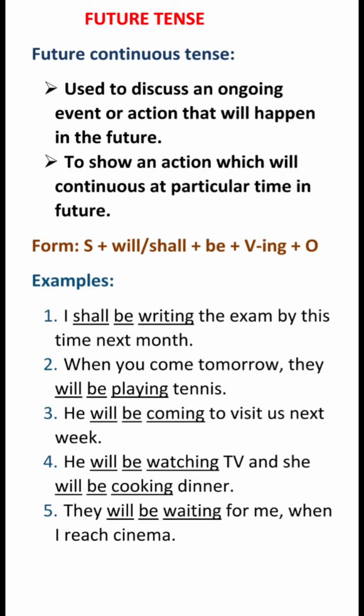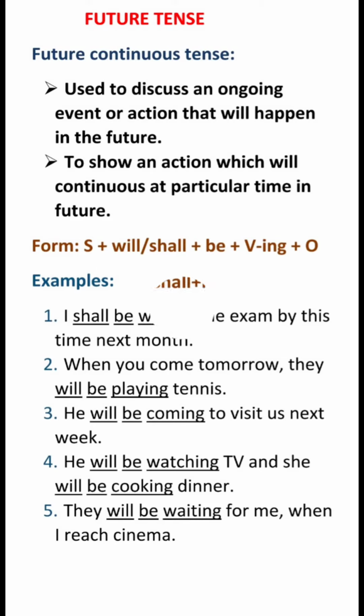For example, I shall be writing the exam by this time next month. When you come tomorrow, they will be playing tennis. He will be coming to visit us next week. He will be watching TV and she will be cooking dinner. They will be waiting for me when I reach cinema.